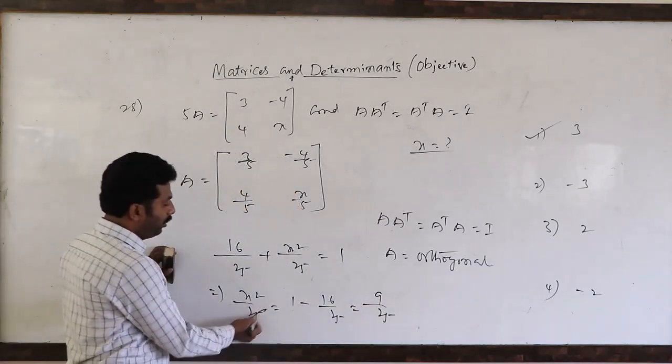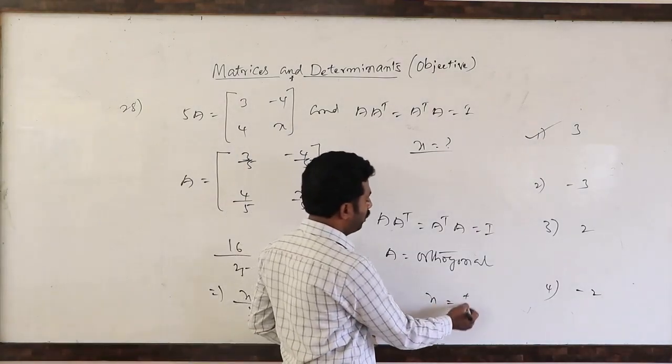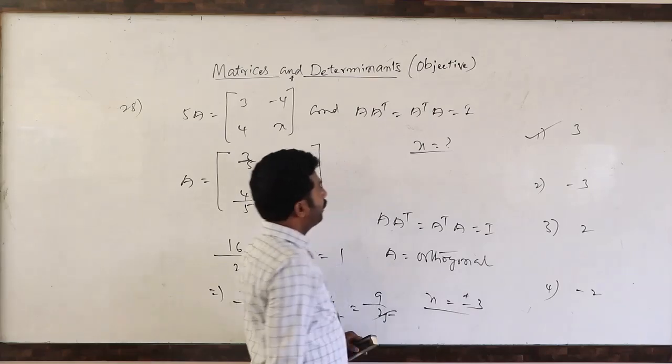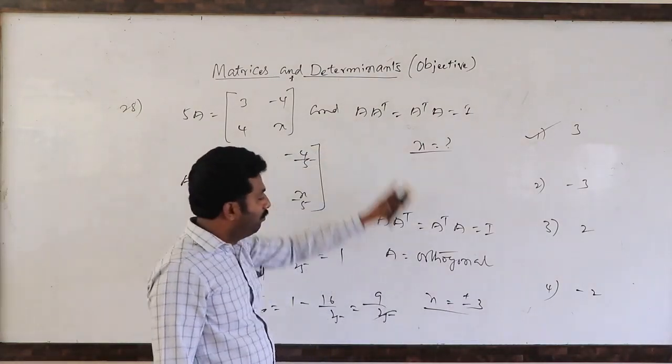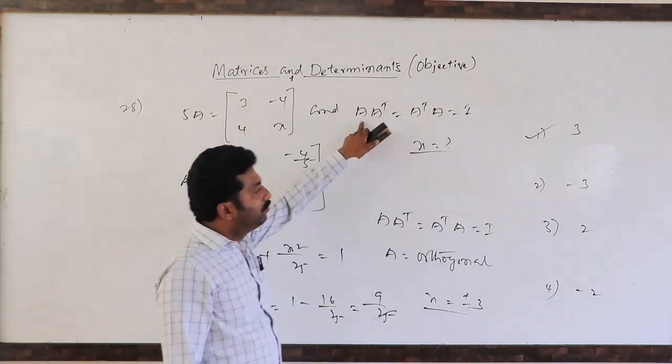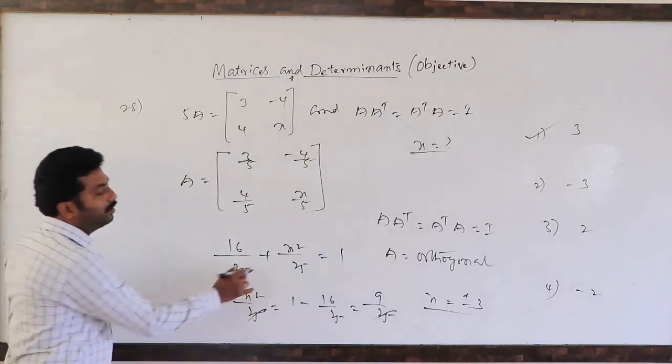9 divided by 25 means 25 cancel. x equal to plus or minus 3. So x equal to plus or minus 3 means only plus 3 is possible. Minus 3 will not be possible. So x equal to 3 we have to take as the answer.